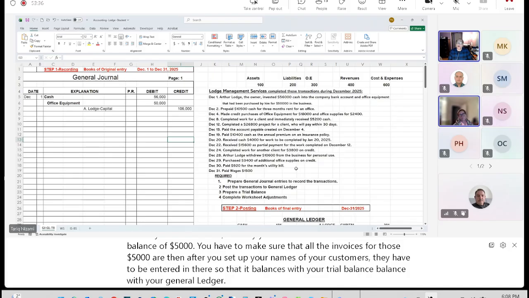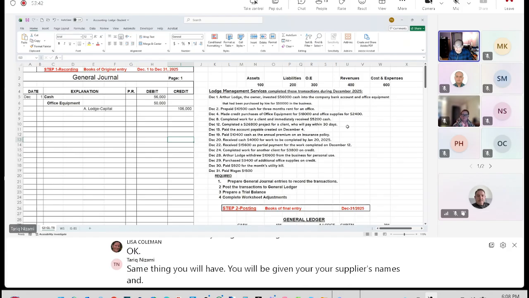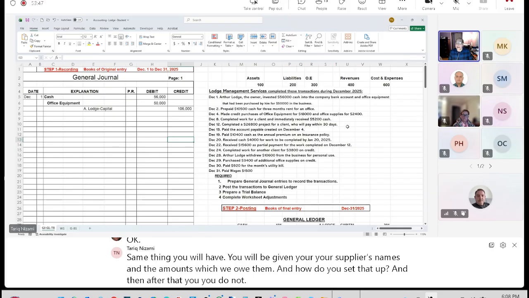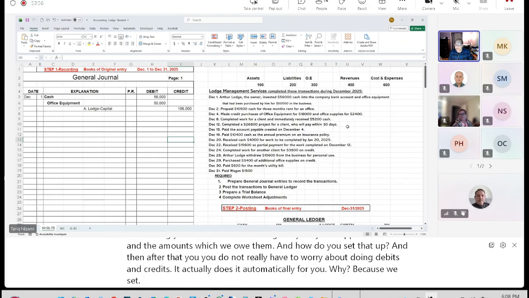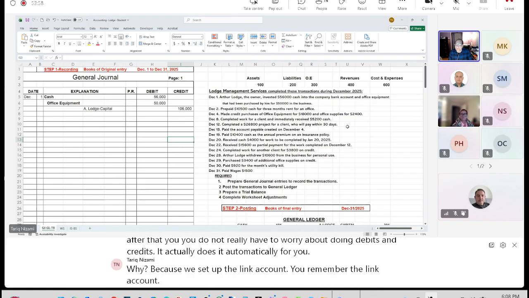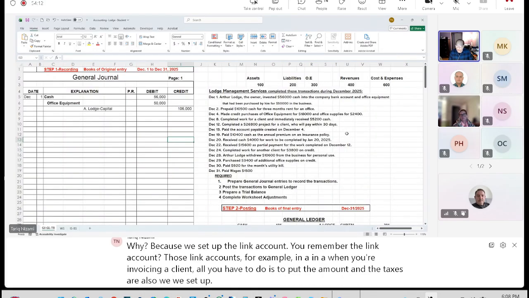Same thing, you'll be given your suppliers' names and the amounts which we owe them. And how do you set that up? After that, you do not really have to worry about doing debits and credits. It actually does it automatically for you. Why? Because we set up the link accounts. You remember the link accounts? Those link accounts, for example, when you're invoicing a client, all you have to do is put the amount, and the taxes are also set up, so automatically the taxes are calculated.